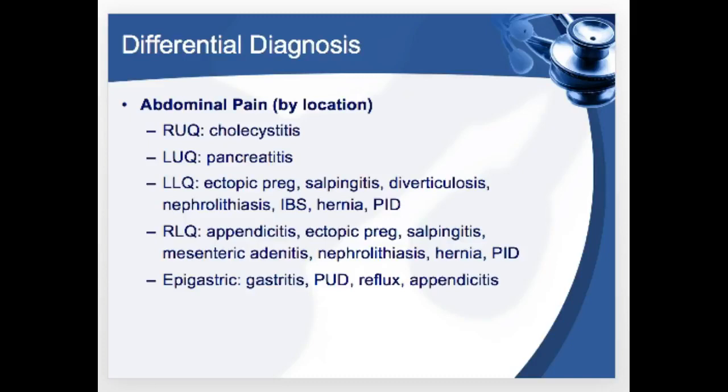And then epigastric area, think about gastritis, peptic ulcer disease, reflux, appendicitis. Appendicitis, interestingly, actually starts as generalized abdominal pain. It might have generalized or sometimes more epigastric pain that then locates down into the right lower quadrant. So it usually starts as generalized pain or epigastric pain before it becomes more of the right lower pain.